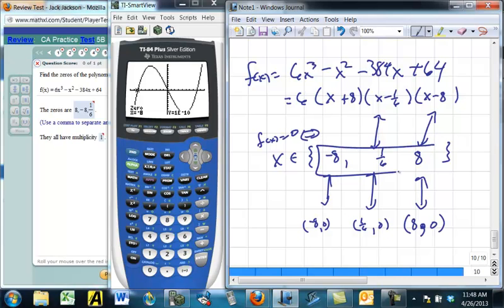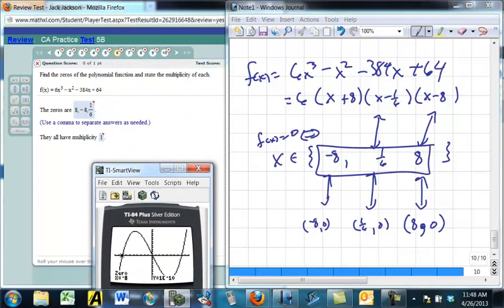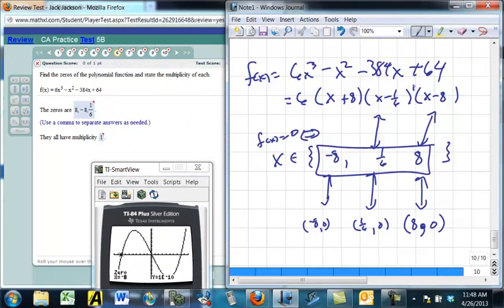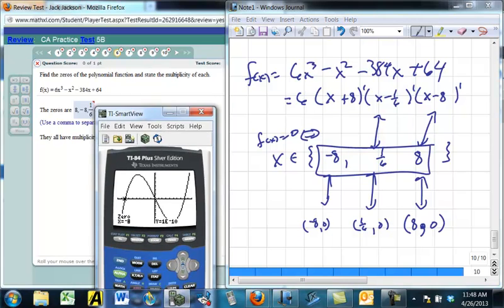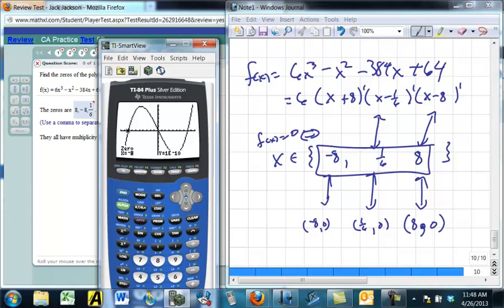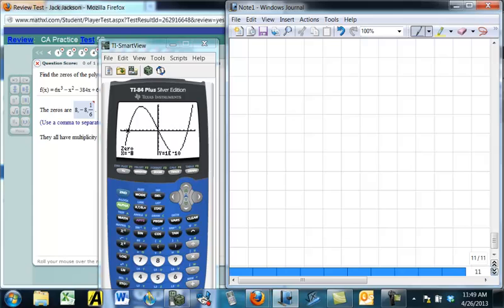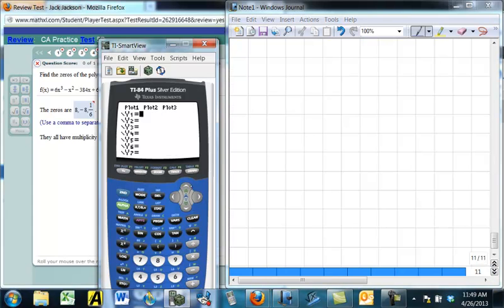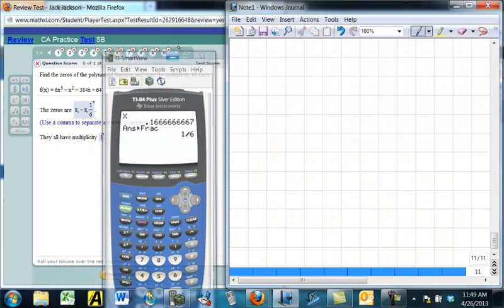They're looking for these roots here first. And notice they all have powers of 1 here, so they all have multiplicity 1, which is evidenced by the fact that it just kind of goes straight through on the graph. All right. Next.